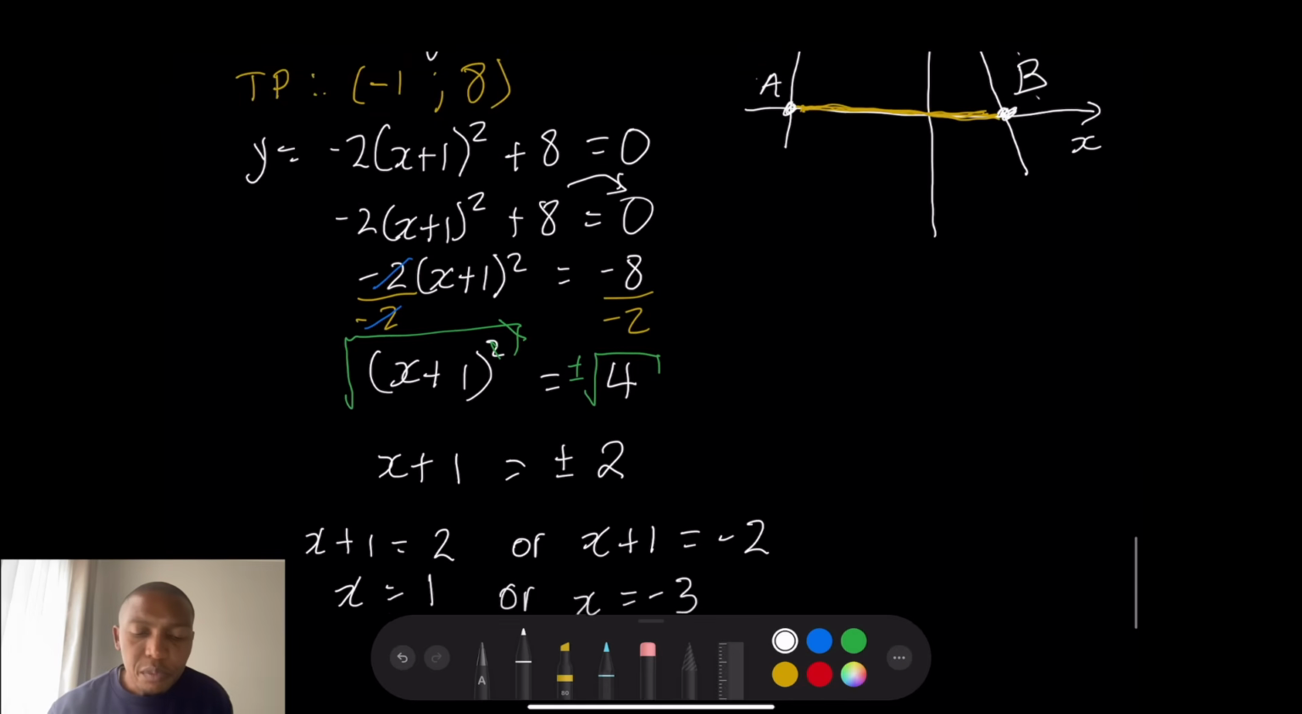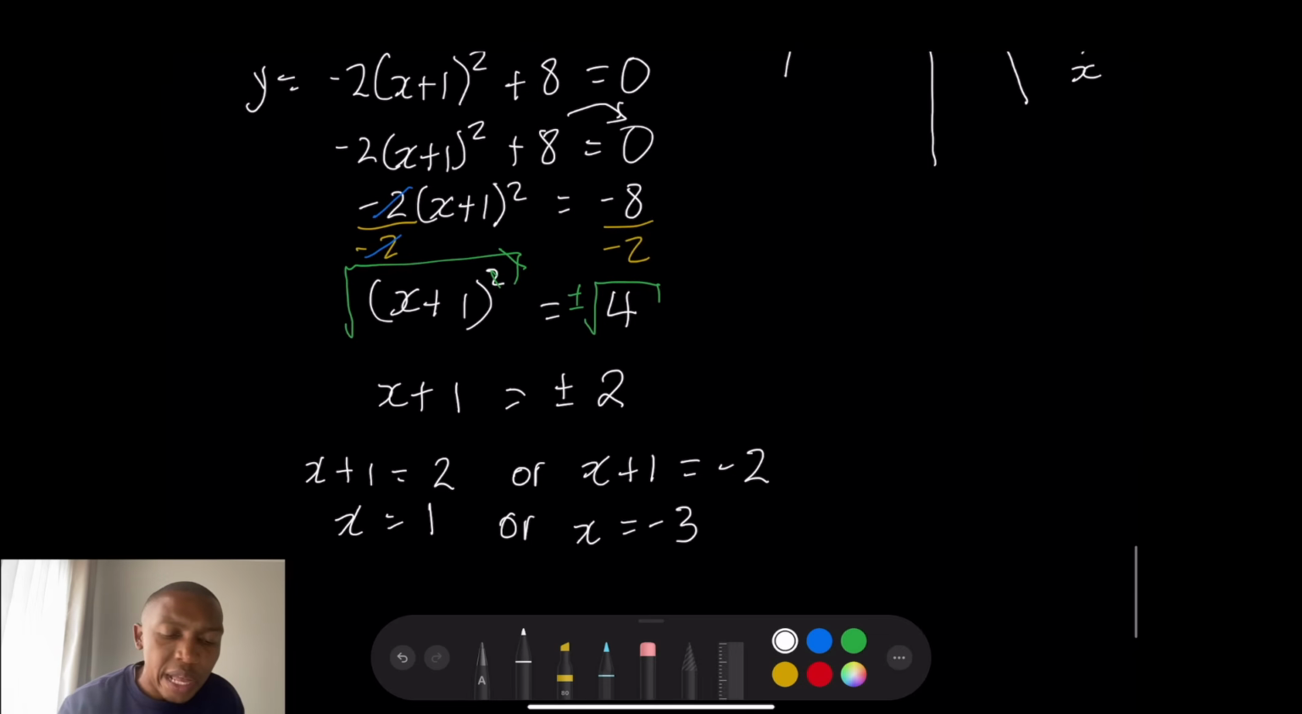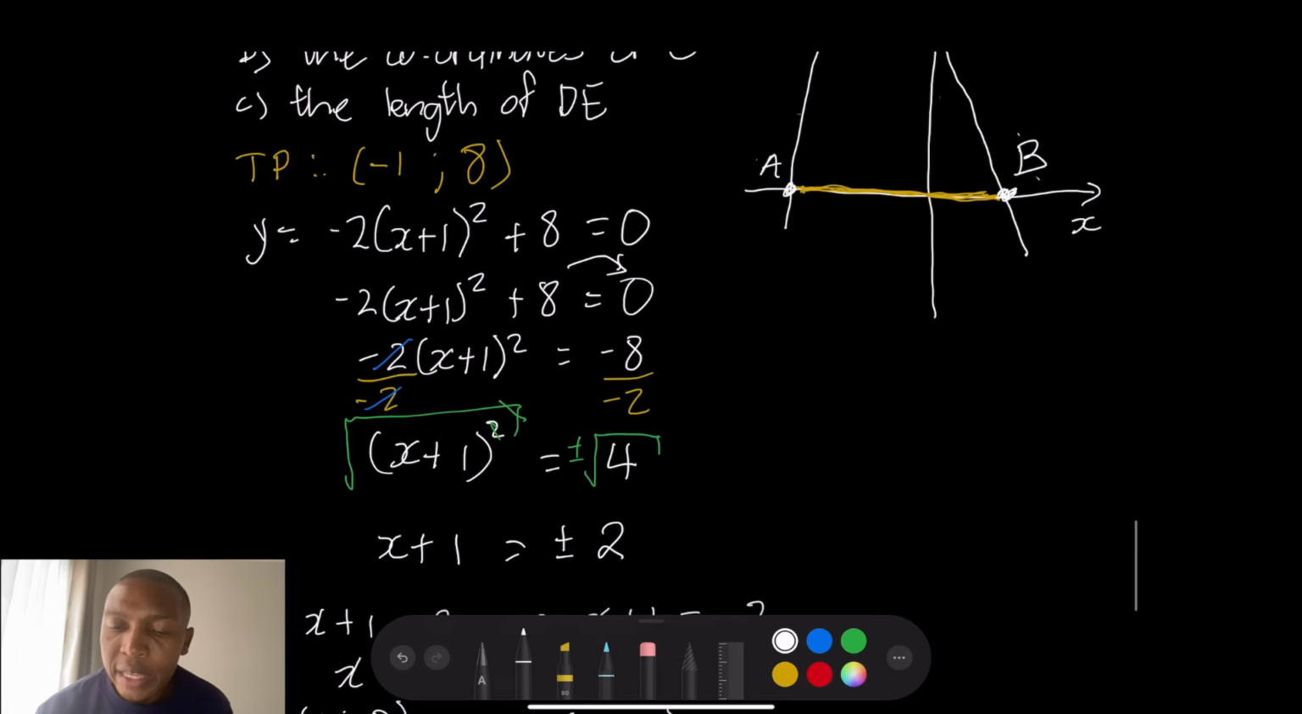So let's go back to our graph. It means that our x-intercepts are going to be (1, 0) and (-3, 0). So look at this. A would be our (-3, 0). It's on the negative side. And our B is where we have (1, 0). In this particular case, we are looking for the distance. And please, I want you to listen carefully.